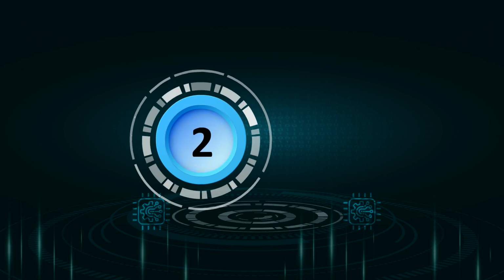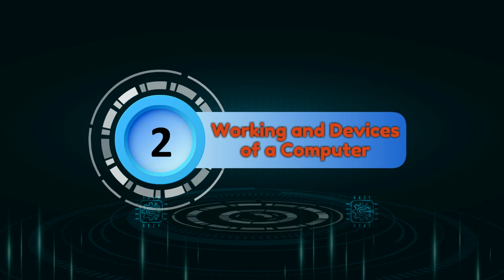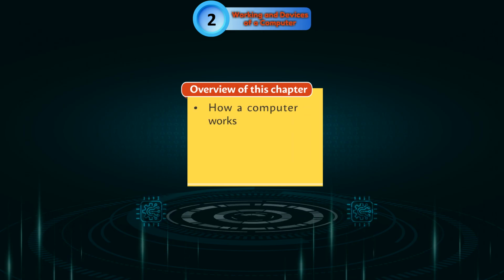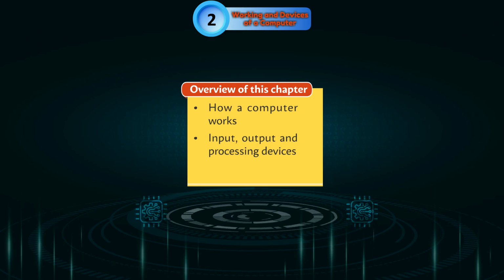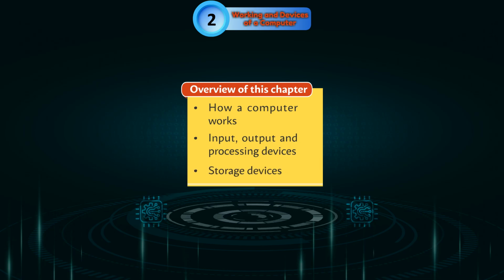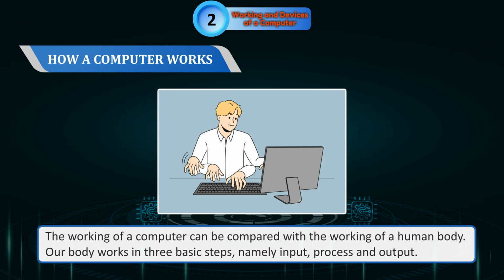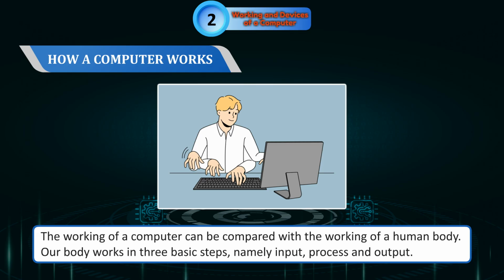Chapter 2: Working and Devices of a Computer. Overview of this chapter: how a computer works, input, output, and processing devices, storage devices. How a computer works. The working of a computer can be compared with the working of a human body.